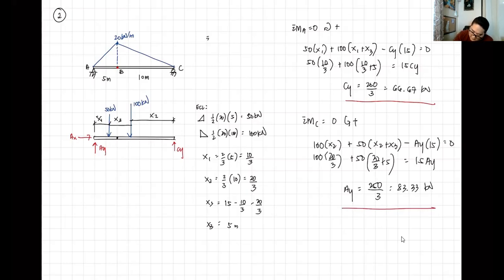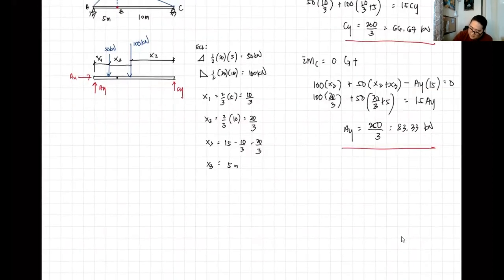For summation of Fx, dito ko na lang lalagay. Taking to the right as positive. So, Ax lang naman yung value. That is equal to 0. Okay na yan. Okay? Then summation of Fy tayo for checking. Summation of Fy is equal to 0, taking upward as positive.